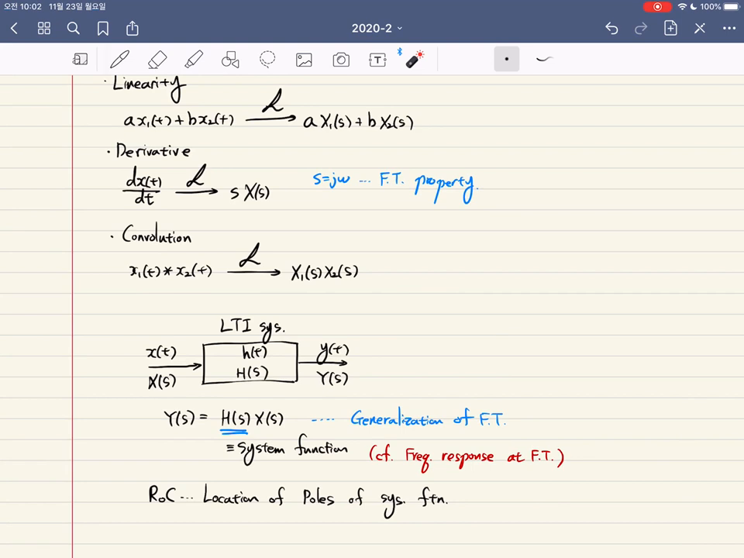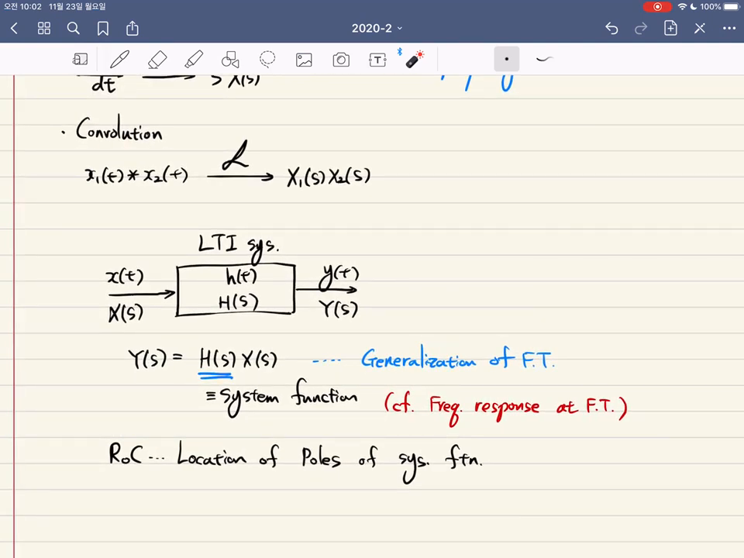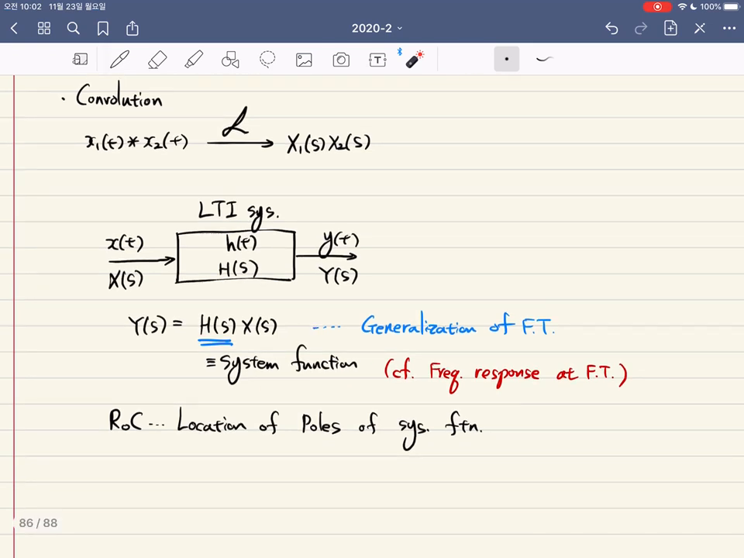And if s equals j omega, then we witness the same property with respect to the derivative or the differentiation. And also the convolution is expressed as multiplication in the Laplace transform, which is the very same thing that we studied in the Fourier transform. So it's a generalization of the Fourier transform, and this H of s is called the system function, whereas it was frequency response in the Fourier transform.